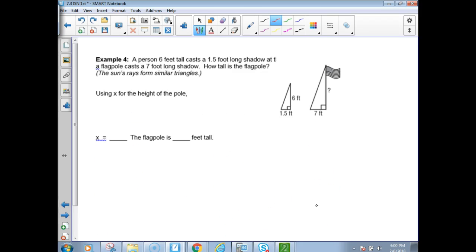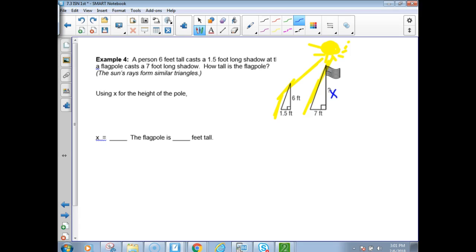You've got a person 6 feet tall casting a 1.5 foot shadow. Now think about it. If the sun was out, say I can make a sun, it casts its rays, and that's how shadows are created, right? This has definitely been used in real life over time to figure out indirect measurement. Indirect measurement means I can't go climb up that flagpole and measure it with a ruler. That's going to be kind of strange, to shimmy up that thing and try to measure it, right? So let's say you wanted to know how tall it was.